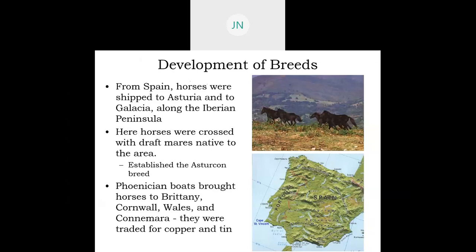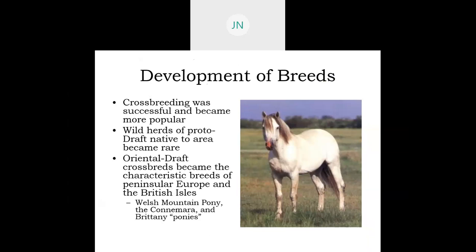And Phoenician boats brought horses to Brittany, Cornwall, Wales, and Connemara, and these horses were traded for copper and tin. Crossbreeding was successful and became more popular. There were wild herds of proto-draft native to the area, and these became rare. So Oriental draft crossbreeds became the characteristic breeds of the peninsular Europe and the British Isles, which included the Welsh Mountain Pony, the Connemara, and Brittany ponies.